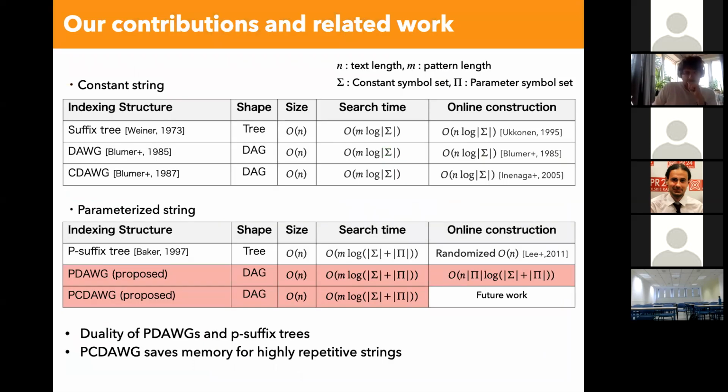The literature proposed various indexing structures for constant strings with which pattern matching can be performed efficiently, like suffix trees, directed acyclic word graphs, and so on. Concerning parameterized strings, P-strings, not many indexing structures have been proposed, except Baker's P-suffix trees, parameterized suffix trees. In this talk, we propose an indexing structure of parameterized strings, which we call parameterized directed acyclic word graphs, together with an efficient online construction algorithm.